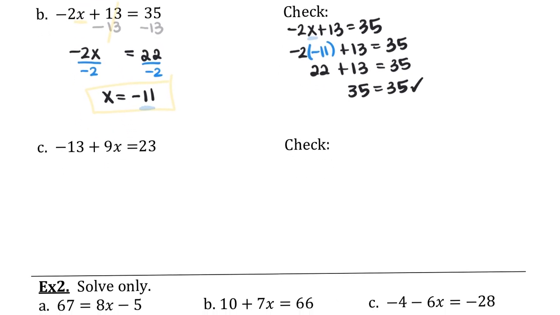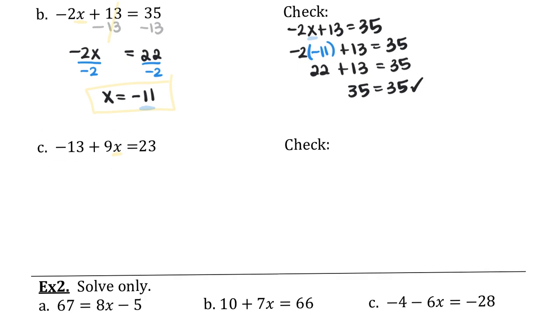So let's do one more solve and check, and then the bottom ones, we're just going to solve them. Okay, this one's a little bit out of order. Okay, look for the x. The x is over here. The only thing on the side of the equation with the x is the negative 13 and the plus 9x.